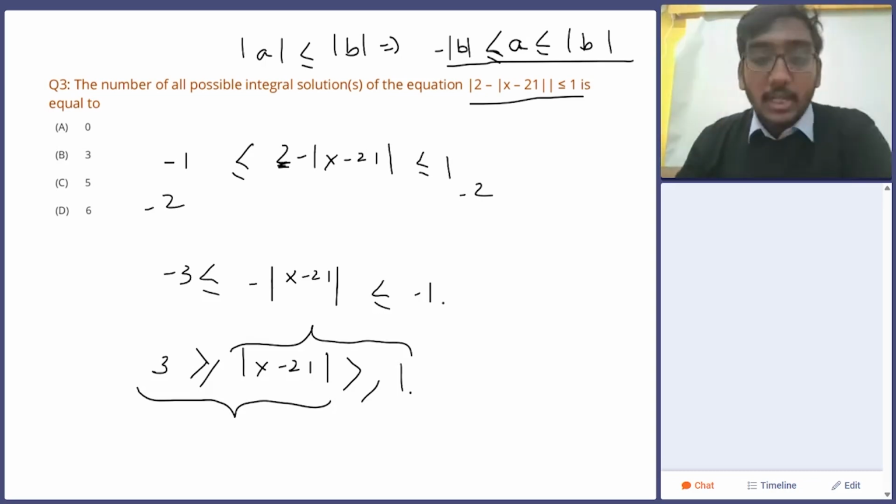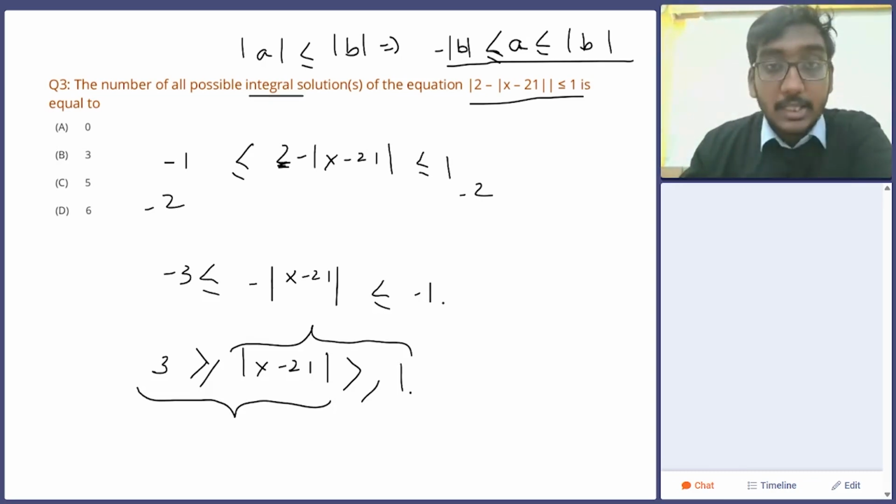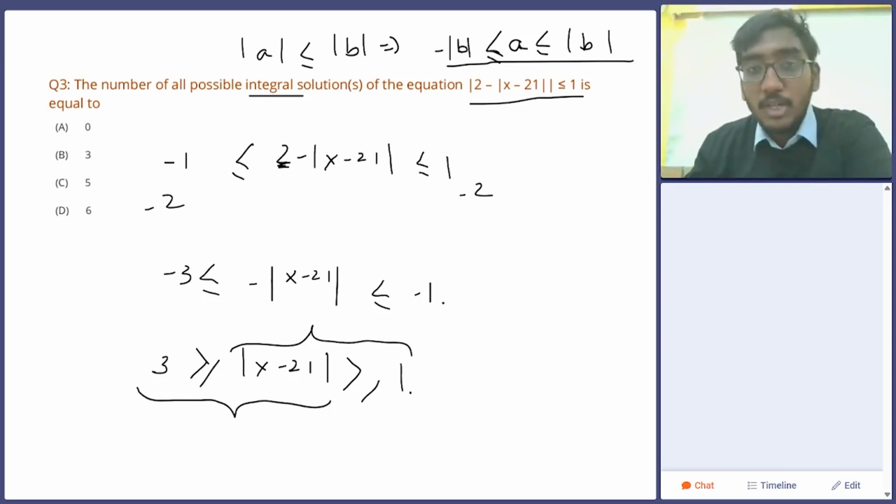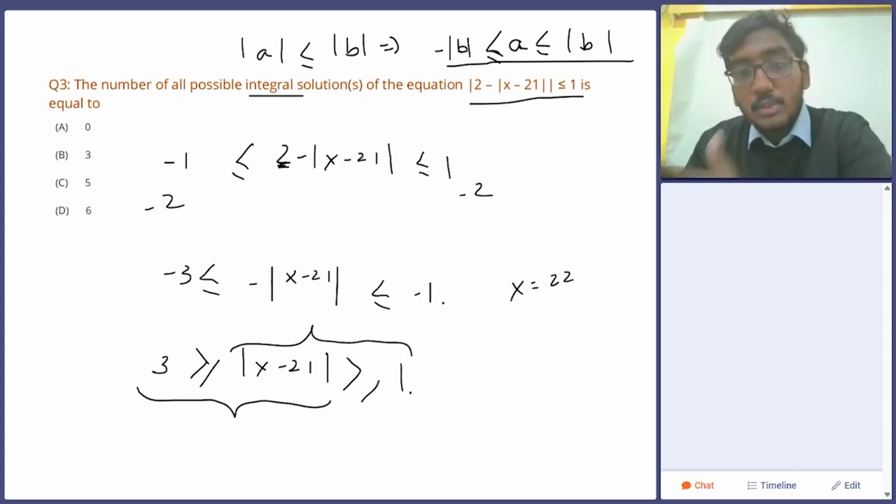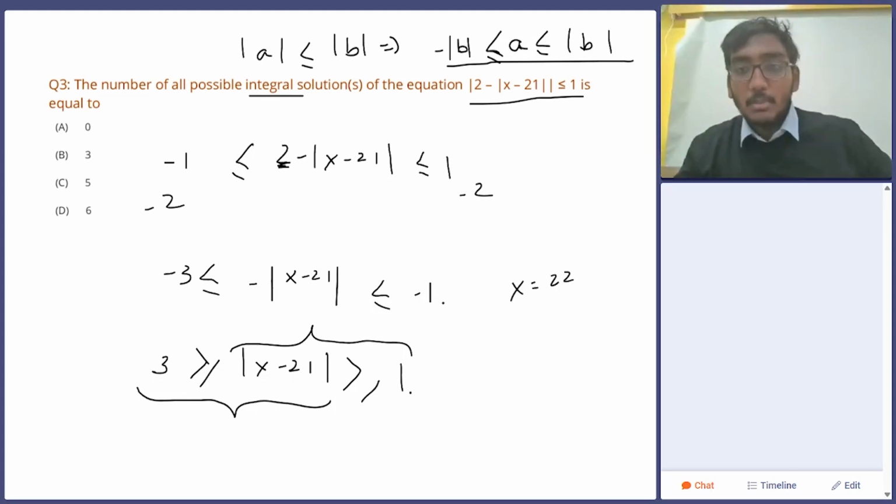By looking at it, I can say that what they are asking is the integral solutions, right? So we will guess the integral solutions by looking at it. See, mod of x minus 21 should be between 1 and 3, right? So the possibilities are that x can be 22, then 22 minus 21 will be 1. x can be 23 because it will be 2, which is between 1 and 3. x can be 24 also, because 24 minus 21 will be 3, that is between 1 and 3, because there is a greater than or equal to and less than or equal to sign.